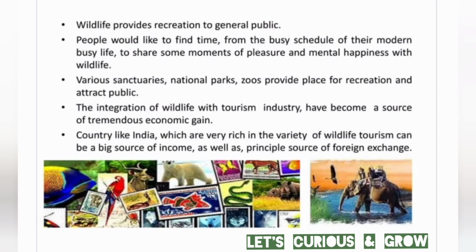So wildlife provides recreation to the general public. People would like to find time from the busy schedule of their modern life to share some moments of pleasure and mental happiness with wildlife. There are various wildlife sanctuaries, national parks, and zoos, which provide places for recreation and attract the public. If animals were not there, how could the public be attracted through this recreation?